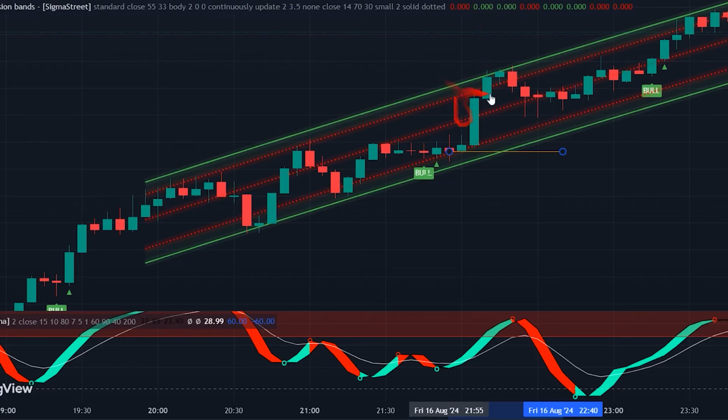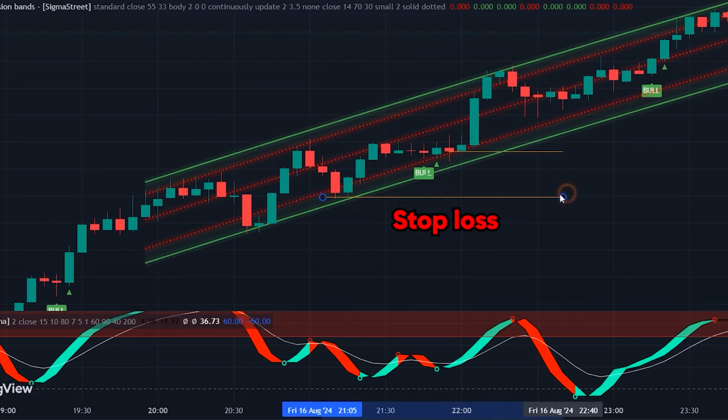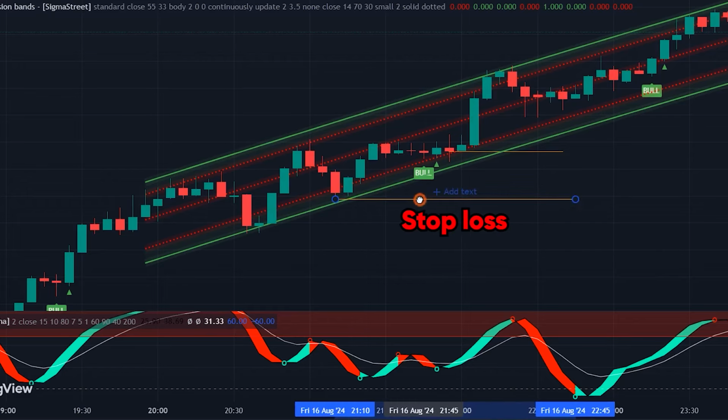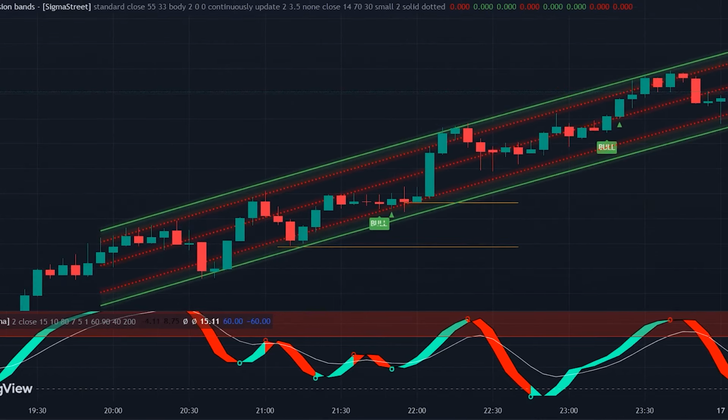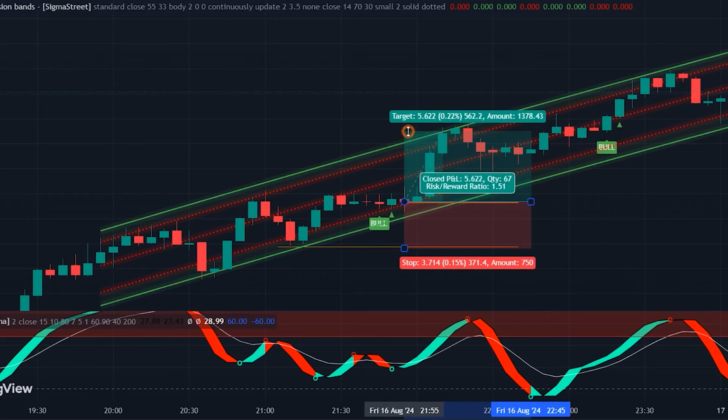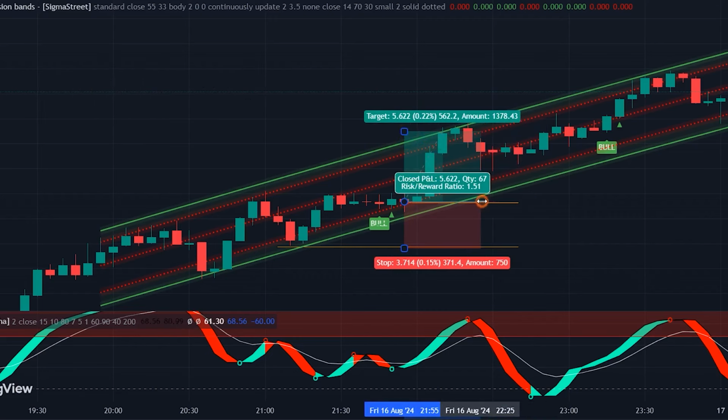For the stop loss, you have two options. First, you can find the last swing low and set your stop loss just below it. The second option is to set your stop loss just below the lower poly line. You can try both methods. Now, for the take profit, we just need to consider our risk-to-reward ratio as 1 to 1.5. Now, we have to wait for the price to reach our take profit level and the trade will close profitably for us.